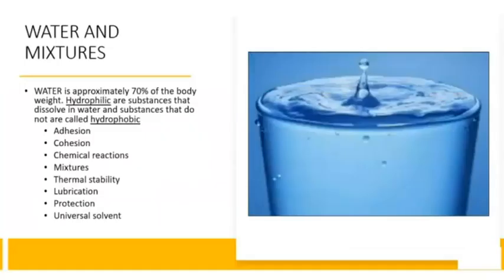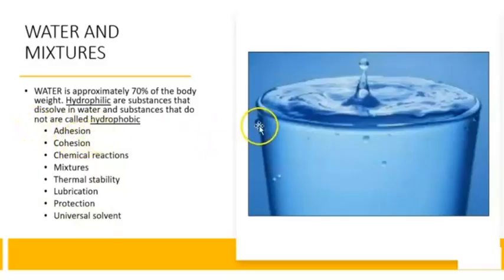Okay, the next item is water and mixtures. Water is very important in the human body. Almost 70% of the human body is water. Substances that are going to be able to dissolve in water are going to be called hydrophilic, as you can see here, and substances that don't dissolve in water are going to be called hydrophobic. Water has very important properties, such as being the universal solvent. Another property that water has is going to be adhesion and cohesion.